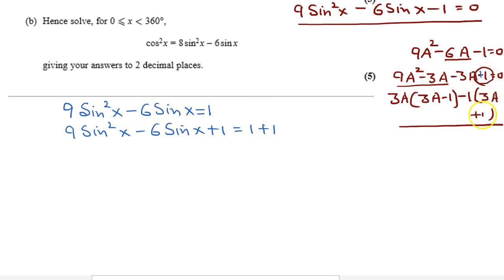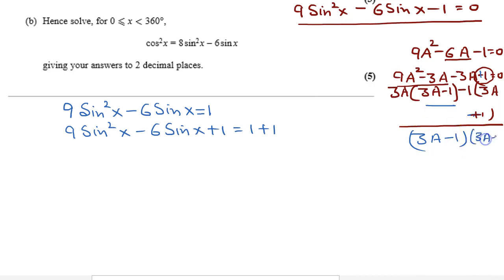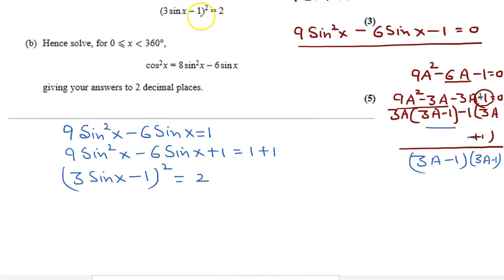So minus, so this will be 3a minus 1. Now 3a minus 1 and 3a minus 1. Now this equation I can write as 3 sin x minus 1 squared, 3a minus 1, is equal to 2. And you can see that is what we were supposed to prove.